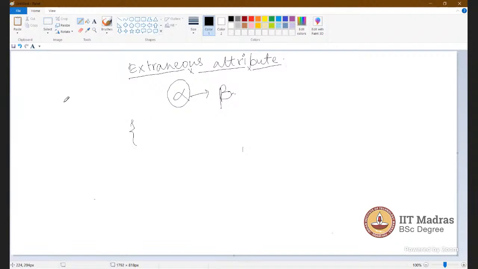Okay, let me write. Suppose you try to compute whether A is an extraneous attribute in alpha or not. Then I must take the closure of alpha minus A. If the dependencies are preserved, then we will say that A is an extraneous attribute. If the closure of alpha minus A contains beta, then we can say A is an extraneous attribute on the left hand side. Okay, so let me take an example.